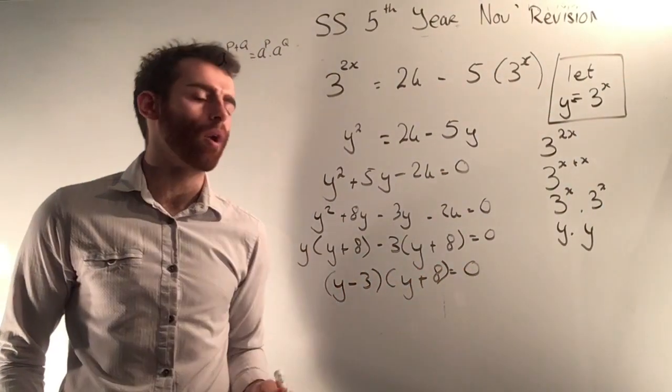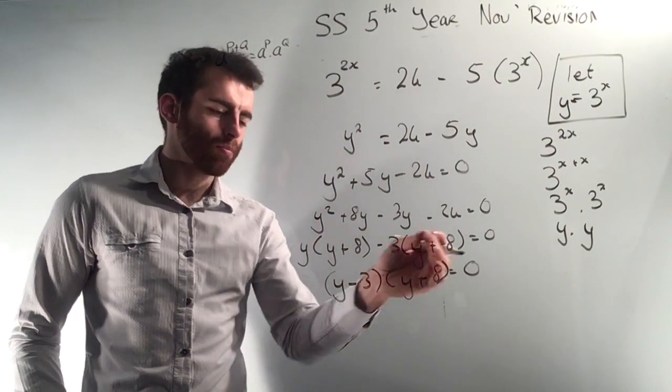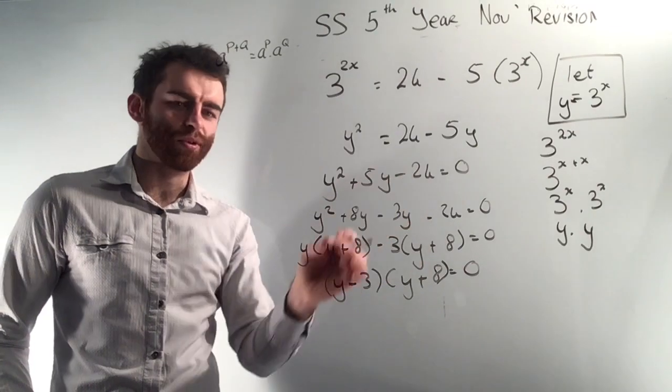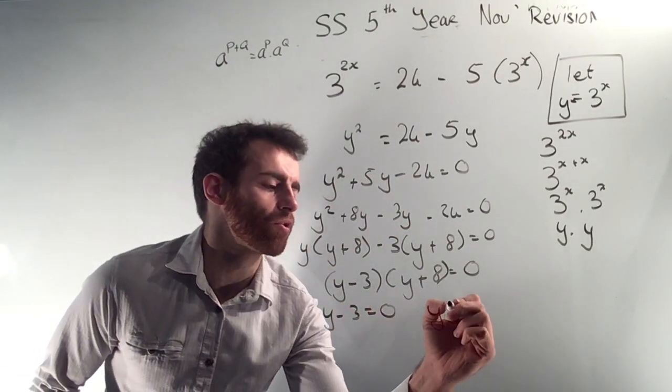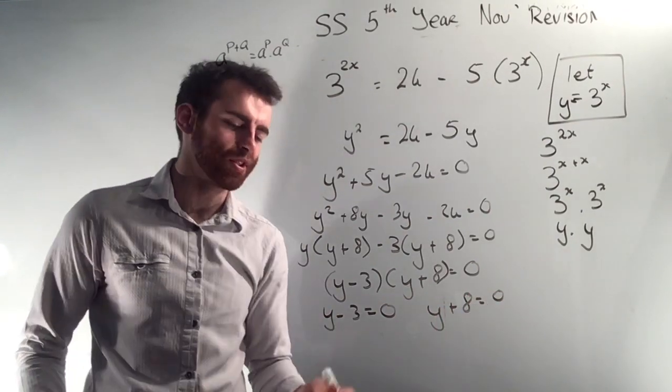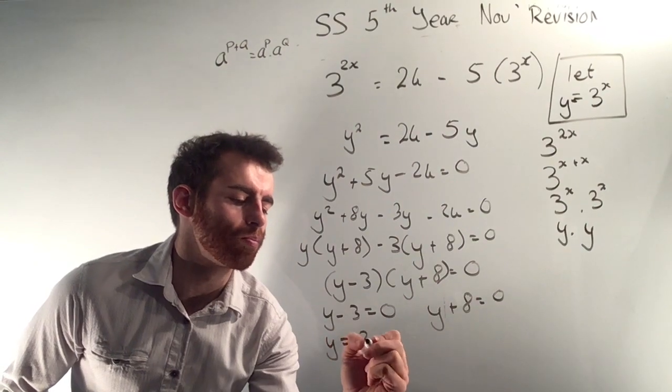So y minus 3 times y plus 8 equals 0. But obviously I've got no interest in my factors at the moment. I need to continue on and get the roots of this quadratic. So I can let each factor equal 0. I can say that y minus 3 equals 0 and y plus 8 equals 0. So to get y on its own, I'll bring my 3 to the other side, and I'll get y equals plus 3.